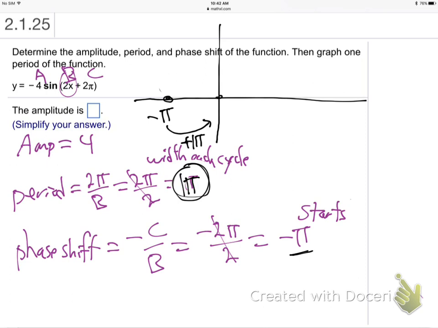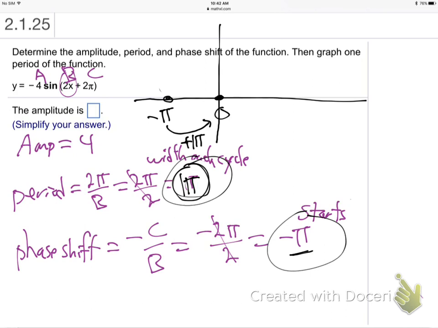So if you're at negative pi, you get to 0, won't you? Negative pi plus 1 pi brings you to 0. So it's going to do 1 full cycle between negative pi and 0. Is that making sense? How I came up with that? I start at negative pi and I add 1 full cycle width, 1 period. I get to 0.